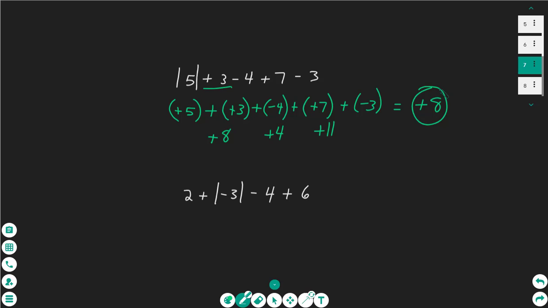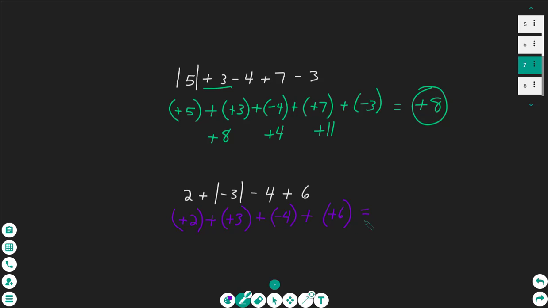All right? Very good. Try this next one, and then we'll do it again together. All right, so let's see how you did. So once again, we'll simplify the absolute value first. So we have, and maybe we'll just write this as a positive 2 right away here. Positive 2, right? Plus, now this absolute value of a negative 3 is what? A positive 3. So then we have plus a negative 4 plus a positive 6.